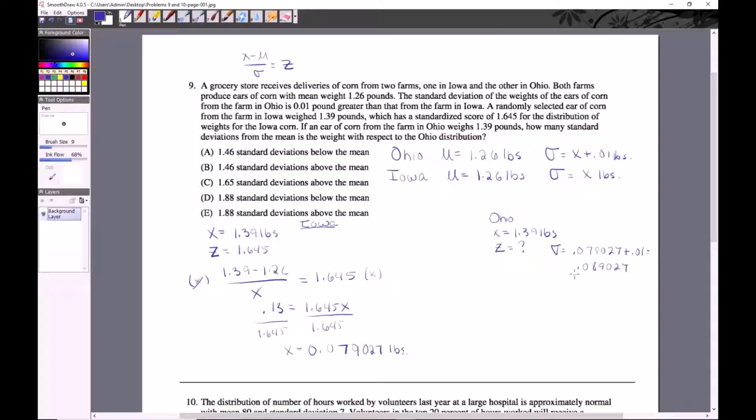0.089027. All right, so we know sigma, we know x, and we know mu, so we should be able to just put that into the same kind of equation, 1.39 minus 1.26 divided by 0.089027, and that will give us the z-score, or the number of standard deviations above the mean, which is about 1.46. So that's how you get your answer for number 9.